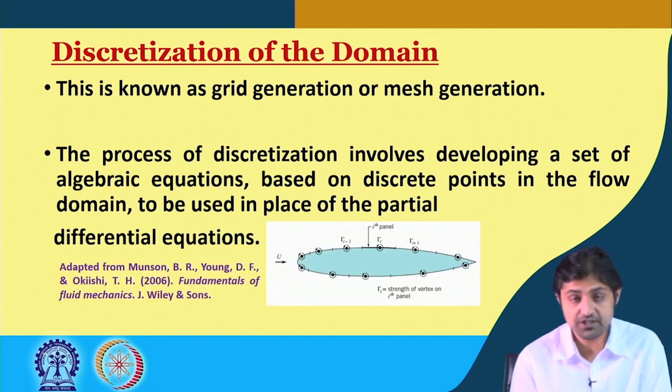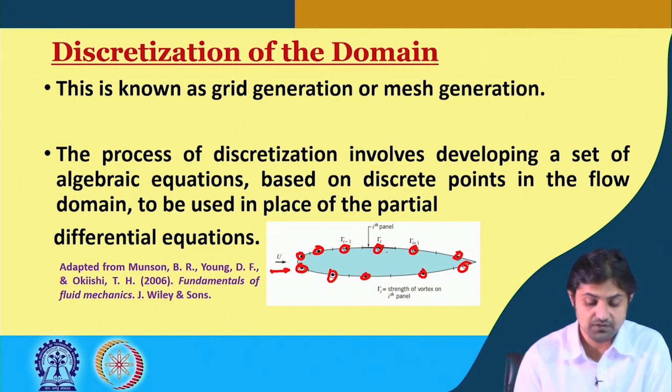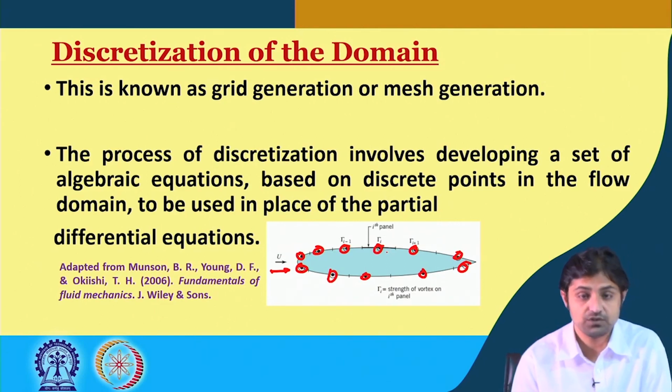So for example, if there is a flow u coming from this side, we have defined panels numbered 1 through 8, and Γi is the strength of the vortex in the ith panel. So this is the way that we do it, and we have taken this figure from Munson, Young and Okiishi. So defining these points, or forming those points using the help of a computer, is called mesh generation.